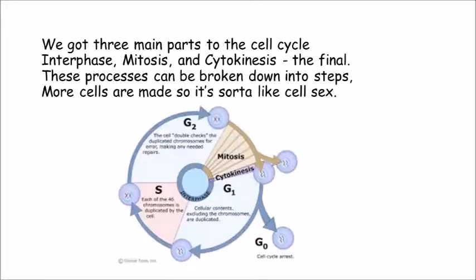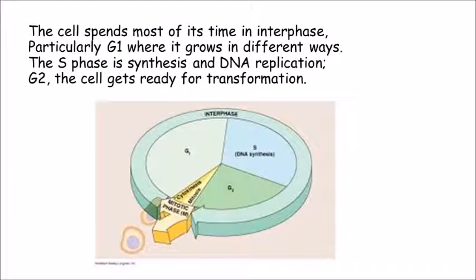Next we got the cell cycle. Here we go. We got three main parts to the cell cycle: interphase, mitosis, and cytokinesis, the final. These processes can be broken down into steps. More cells are made. The cell spends most of its time in interphase, where it grows in different ways. The S phase is synthesis and DNA replication. G2, the cell gets ready for division.